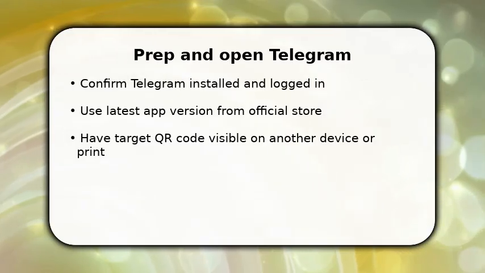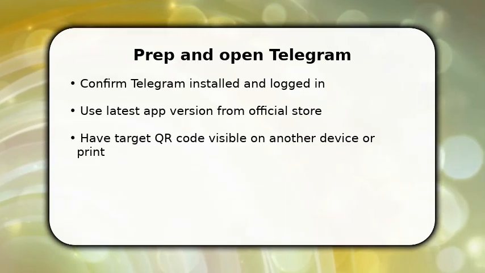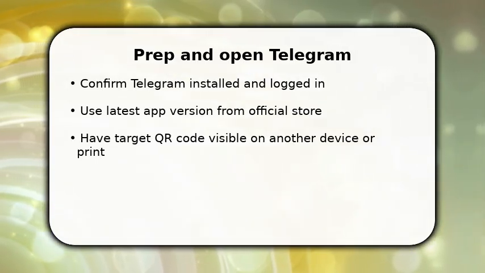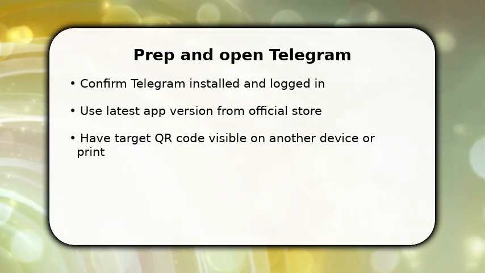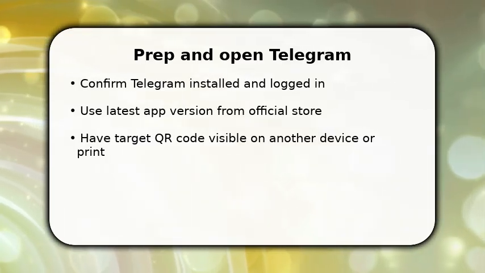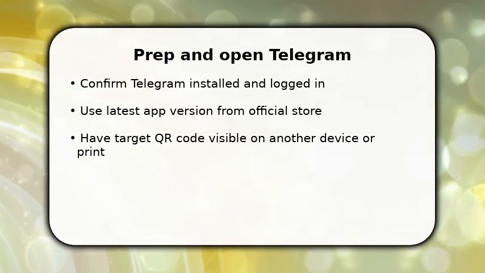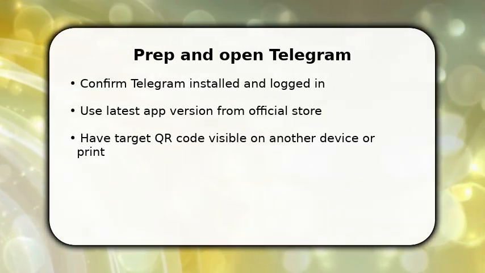You start by opening Telegram and making sure you are logged into the account you want to link or use. Once done, update the app if prompted so the scanner feature appears. Make sure the QR code you want to scan is visible on another screen or printed out. This reduces glare and framing problems.